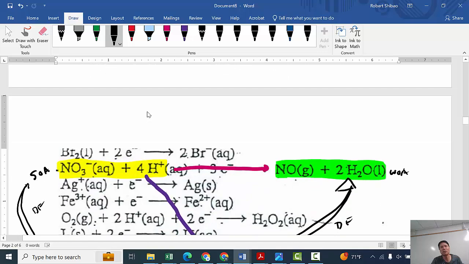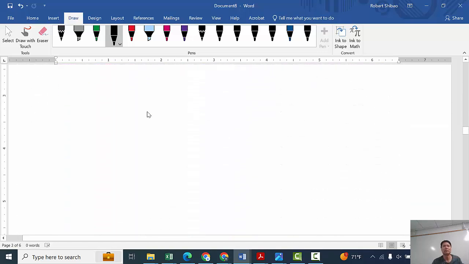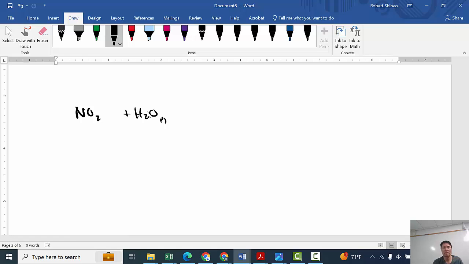Then they're trying to scrub the gas. And so that brown gas, they're feeding into water. And they're converting that into, you know what they're converting this into? Nitric acid. Nitric acid, aqueous, consists of H+ and NO3-.